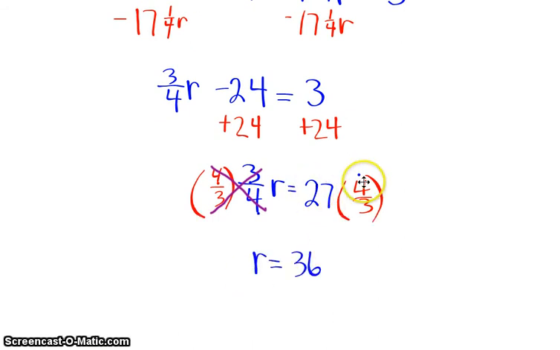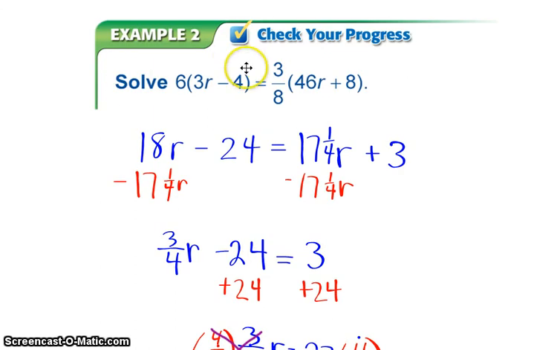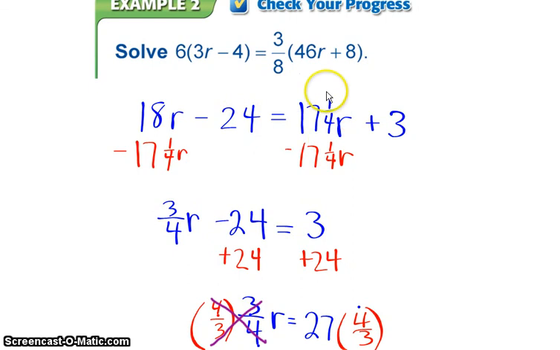And then 27 times 4/3 gives you 36. Okay. And to check your answer, you can always go back and plug 36 into your original equation. Okay. And don't be afraid because you have an ugly looking fraction here.